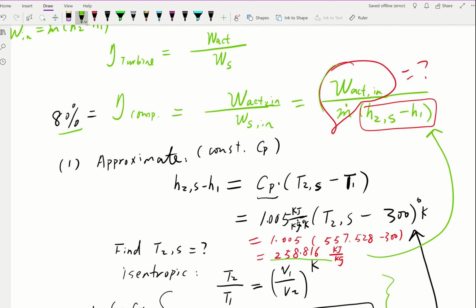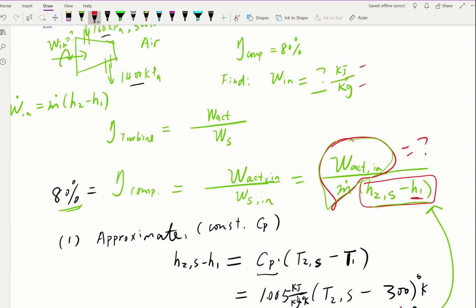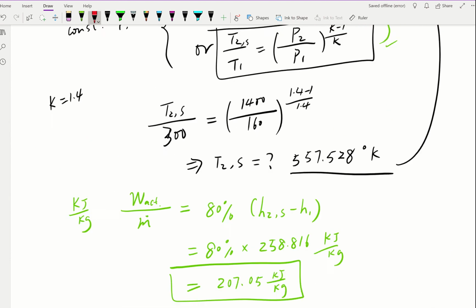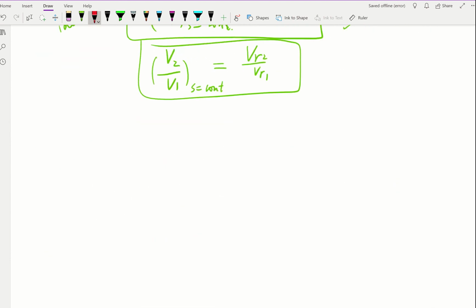We want to solve the required work right here per mass flow rate. And we know the efficiency is 80%. We just need to figure out H2S minus H1, and you have to do the exact process. So first of all, can we solve H1? Is that an exact value? H1, it's an ideal gas, and they give us a temperature, so we can use the ideal gas table to find our H1. That's our first step.